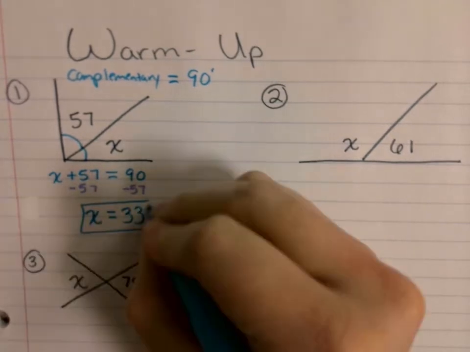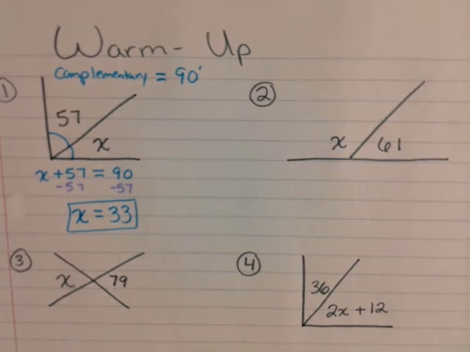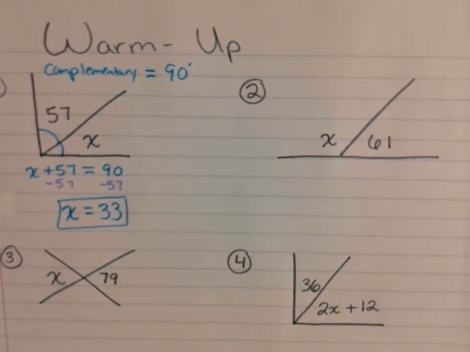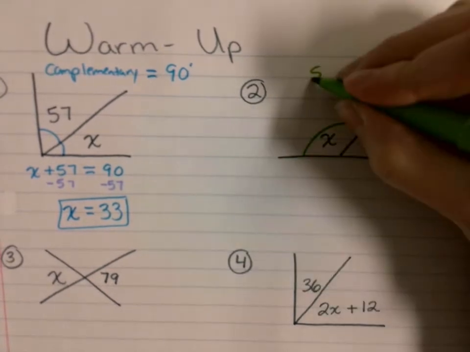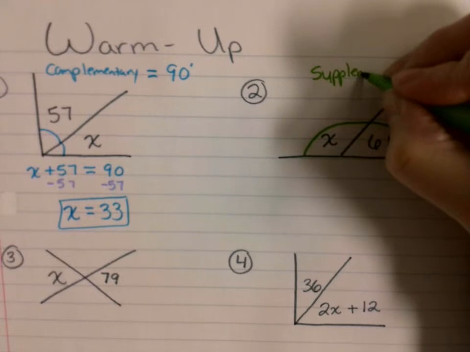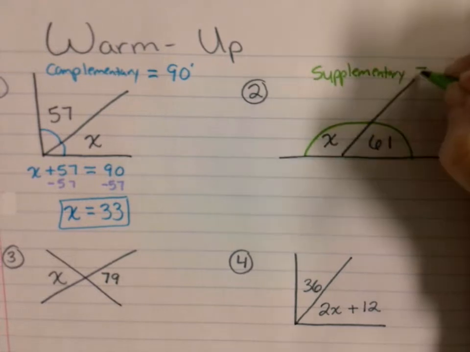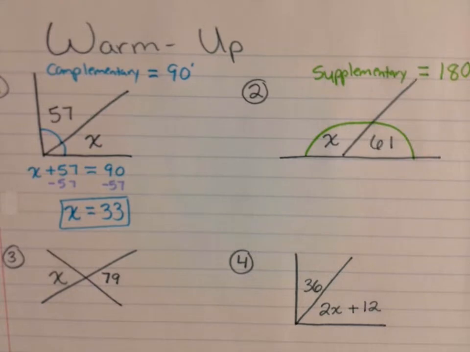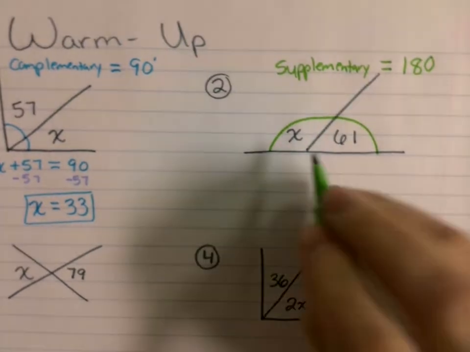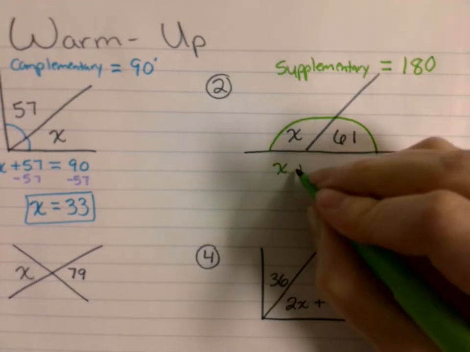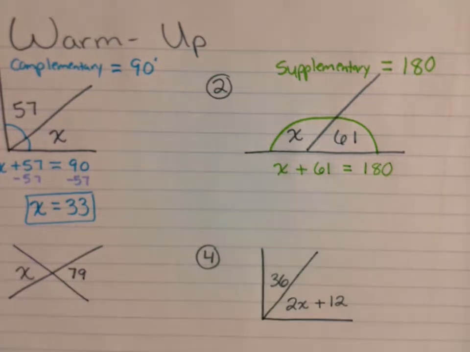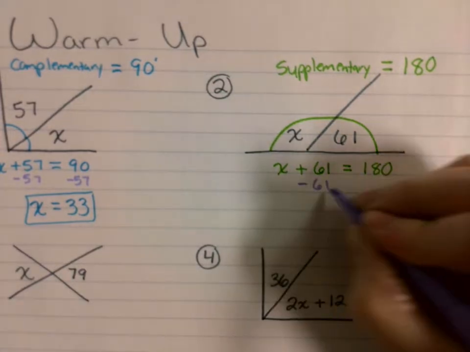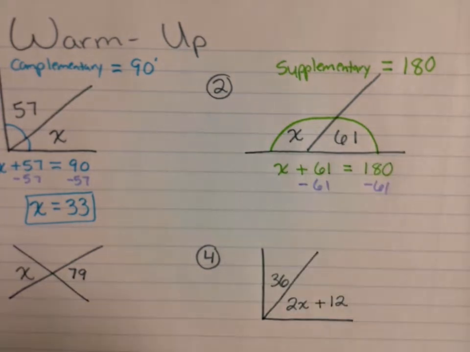Okay, so that's for our complementary angle measurements. Supplementary angles. Supplementary angles are when you combine the angles together to equal a total of what? 180. So write above that this is a supplementary angle set. A supplementary angle set is going to equal a total of 180 degrees. So if we combine x plus that 61, it should be equal to 180 degrees. In order to get x by itself, you would just have to subtract the 61 from both sides. And then you would get that x is going to be equal to 119 degrees.